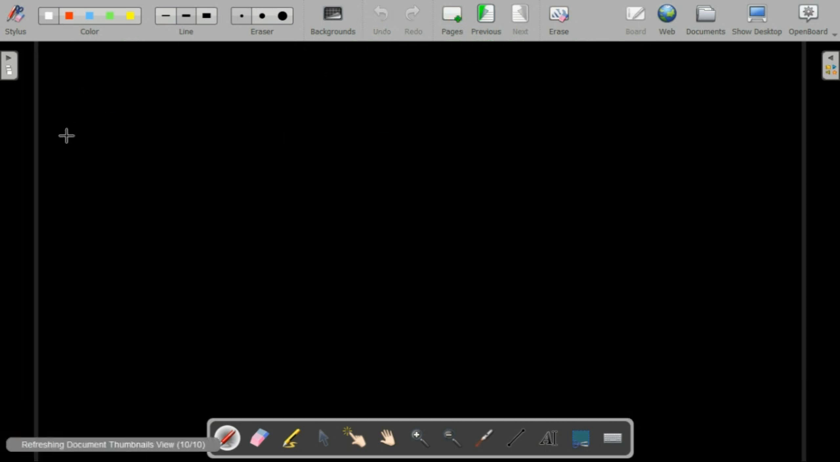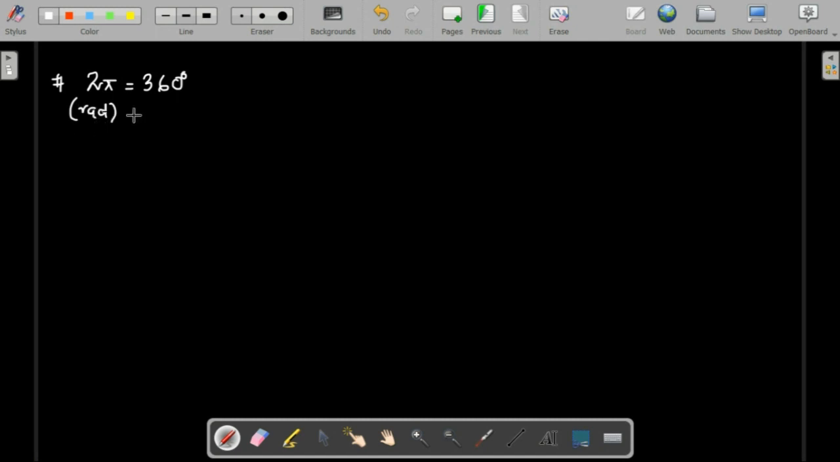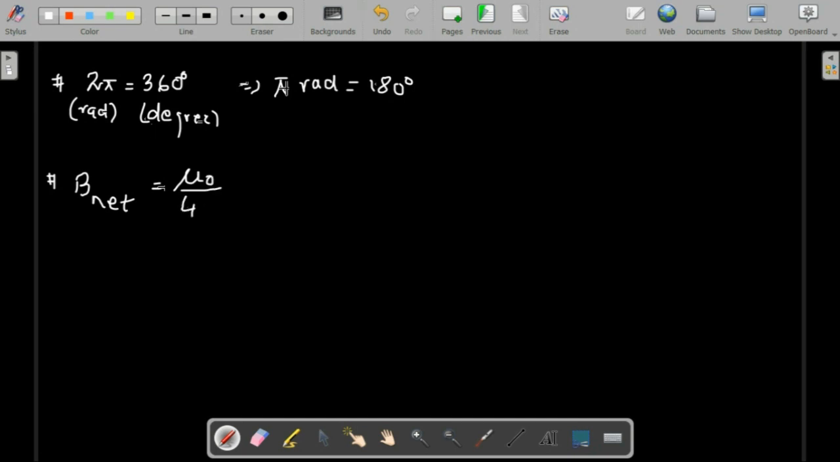Okay, so if we talk about radians, we know that 2 pi is equal to 360 degree. So this side is in radians, and this side is in degree. That means pi radian is equal to 180 degree. Now, looking at that formula again, for the arc, B net is equal to mu naught by 4 pi, easy to remember, I theta divided by A. You can remember this formula and think about the circle or the semicircle, and it should totally work.